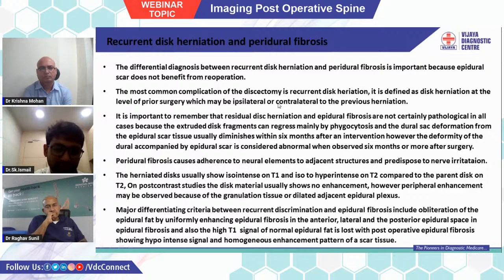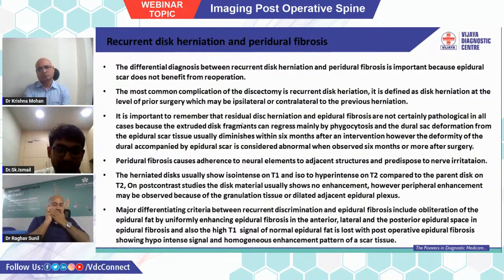peridural fibrosis will show a persistently hypointense signal and uniform early enhancement on post-contrast studies, whereas recurrent disc herniation will show a signal that is similar to that of the parent disc, that is isointense on T1 and iso to hyperintense on T2, and usually does not show any enhancement. And sometimes peripheral ring-like enhancement can be observed because of the granulation tissue and adjacent dilated epidural plexus.